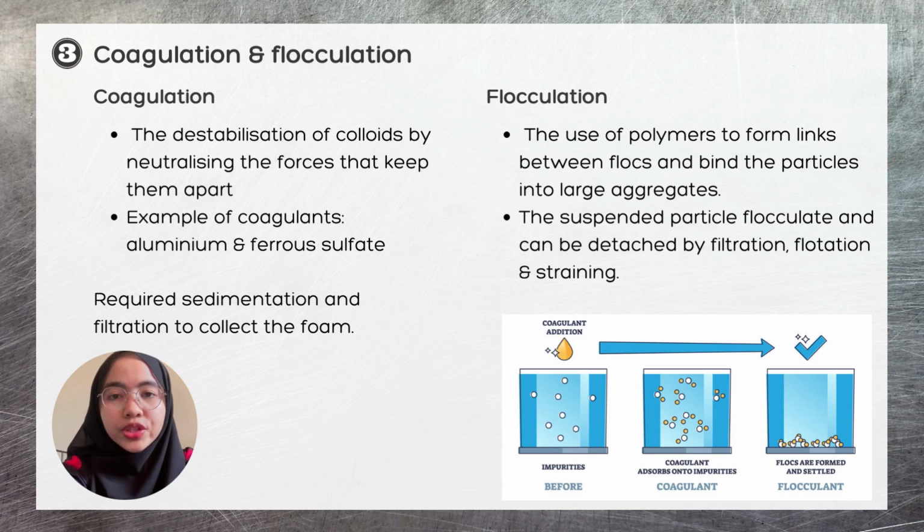Lastly, coagulation and flocculation has been used to treat wastewater in removing heavy metal contaminants. Coagulation is the destabilization of colloids by neutralizing the forces that keep them apart. Examples of coagulants that are usually used are aluminium and ferrous sulfate. Flocculation is the use of polymer to form links between the flocs and bind the particles to form a large aggregate. The suspended particles will flocculate and later can be removed by filtration, flotation, and straining processes. Coagulation and flocculation will require sedimentation and filtration to collect the floc.